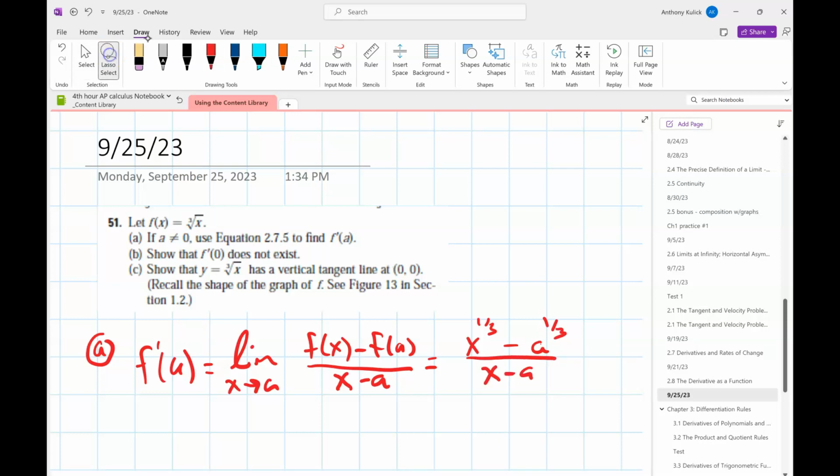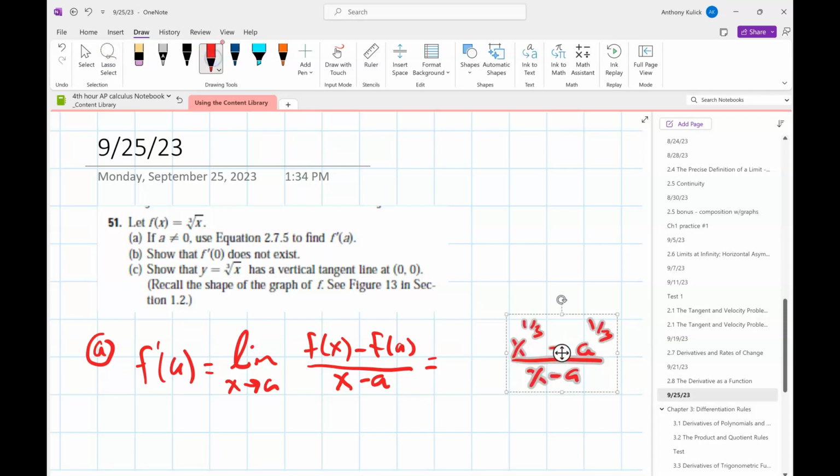I forgot my limit. I got it. Okay, so that's that.